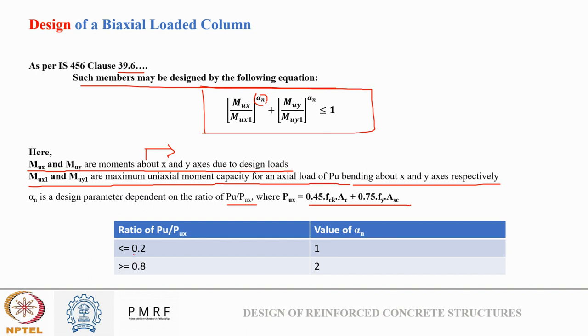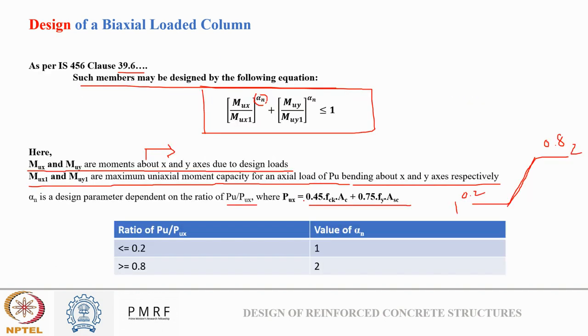So if my ratio is less than or equal to 0.2, I say my alpha n value is 1. Greater than or equal to 0.8, my alpha n value is 2. And in between 0.2 to 0.8, I need to interpolate. So this will be something like this: here it is 1, here it is 2. In between, I will just apply linear interpolation to get the value of alpha n. So it will be between 1 and 2 only, of course.